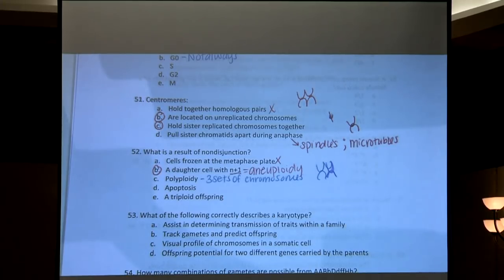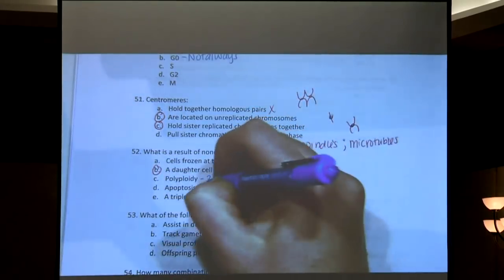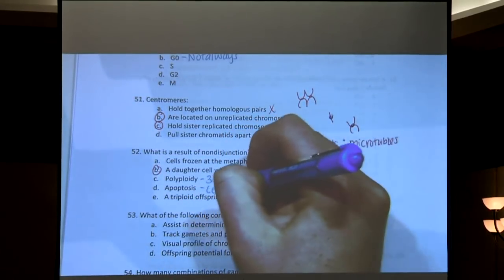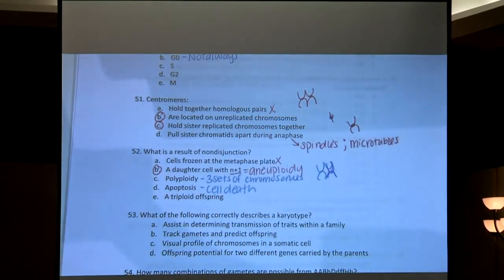So would we have apoptosis occur with non-disjunction? What do we think? Do we remember what apoptosis is, guys? Good. So this is our cell death. All right. This would not be a signal for cell death. All right. So apoptosis will not occur. Would a triploid offspring be possible?